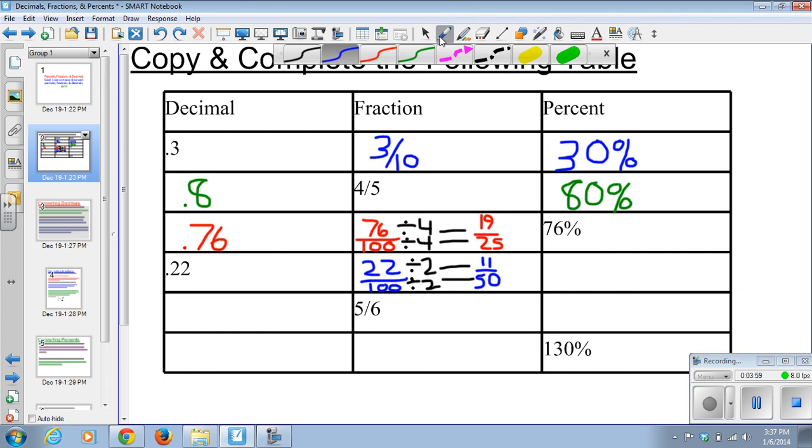Now, if we think back to our original decimal of 22 hundredths, 22 out of 100, which means our percent is 22%. Now, our next one's a little bit tricky. We're given the fraction of 5/6. Using a calculator or going by hand, convert that to a decimal. We do 5 divided by 6, and we're going to get a repeating decimal.